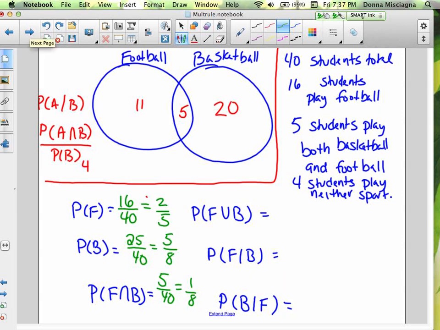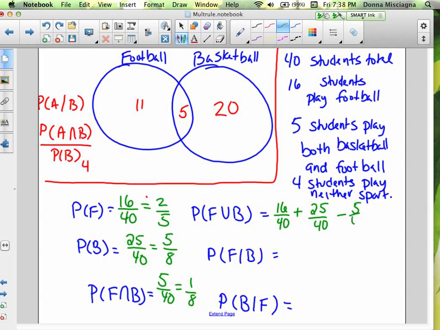The probability of football or basketball, so we're going to add the probability of football. I'm going to not use the reduced ones because they don't have a common denominator. So the probability of football, which we already calculated to be 16 out of 40, plus the probability of basketball, which we already calculated to be 25 out of 40, minus the probability that they play both sports, right? We have to subtract the intersection. They've been counted for football, they've been counted for basketball. We want to subtract them out. So that was minus 5/40ths.